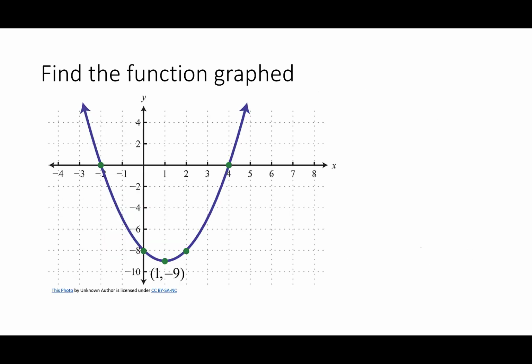Let's try that again. This time you can see I have a vertex at 1, negative 9, and I have a y-intercept at negative 8.